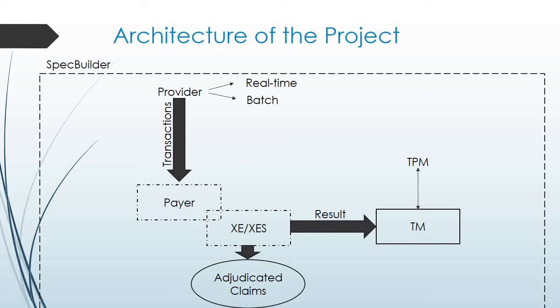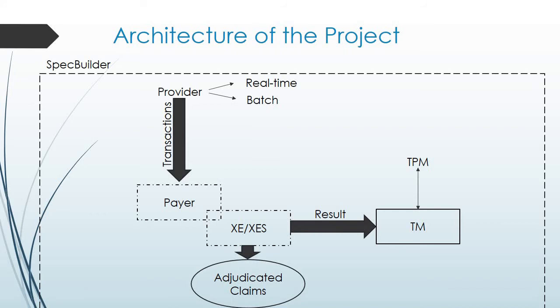Actually, what happens is the transactions can be real time or in batch. The provider submits the transactions at the payer side. The payer, in order to check the claims, sends its transactions to the X engine to check the validated claims. Then the results are decided on the basis of the split rule that is applied in the X engine server to check the claims. Are the claims bad ones or good ones?